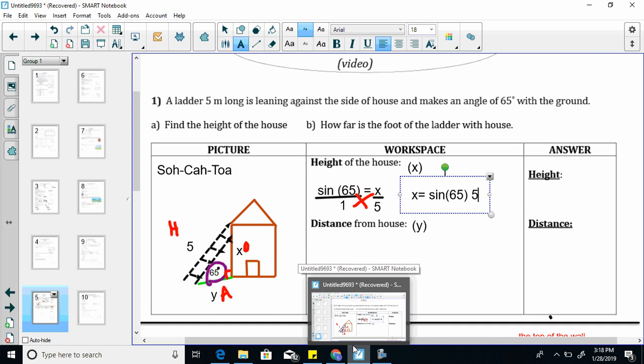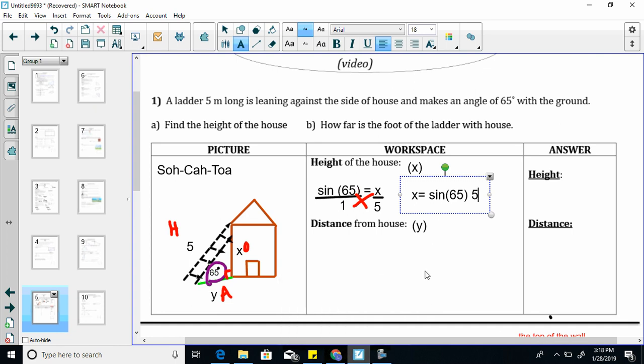Now I've shown this in many previous videos, but you're going to go to Desmos and plug in sine of 65 times 5, make sure it's in degrees, or you can use your calculator. When you do so, you should get 4.5 meters.